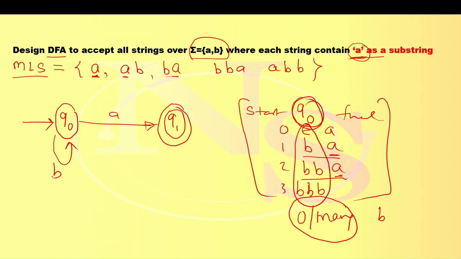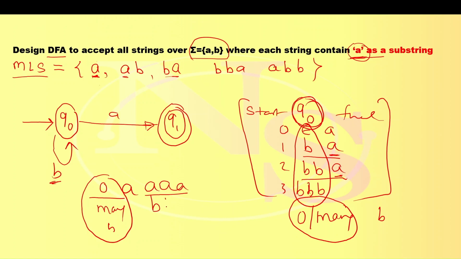How to write it? In this case, we are looking for A. A should be a substring. Before this A, any number of B's can come. Maybe 0 B's or many B's, no issue. It means 0 or many B's, hence there is a self loop. After this A, any number of A's can come. It's okay, it's possible. Maybe 1A, 2A or 3A. Or after this A, many B's can come. It's possible. Maybe 0 A's or 0 B's, maybe multiple A's or maybe multiple B's.